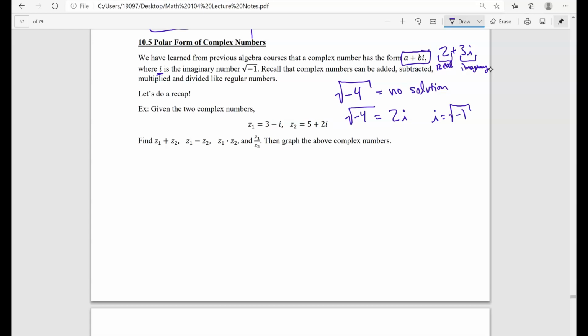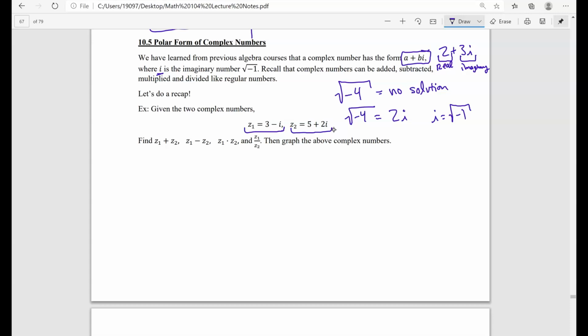Let's say you have two different complex numbers: 3 minus i, and another one, 5 plus 2i. Here we want to add them together, subtract them, multiply them, and divide them. And then graph the above complex numbers.